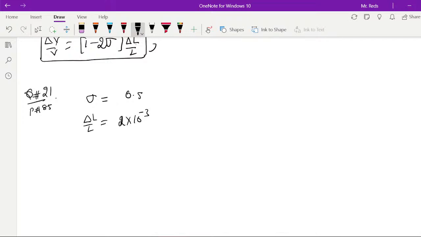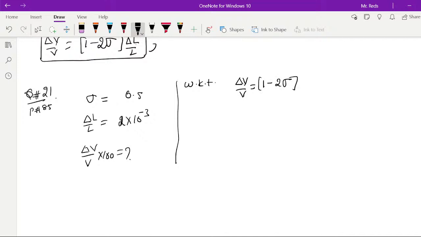Then the percentage increase in volume is the fractional change in volume into 100, equal to what? To understand this, you should recollect the relation between sigma, linear strain, and volume strain. That's what we have just discussed. So we know that volume strain delta V by V is equal to 1 minus 2 sigma into delta L by L.